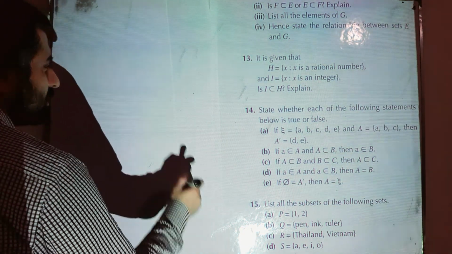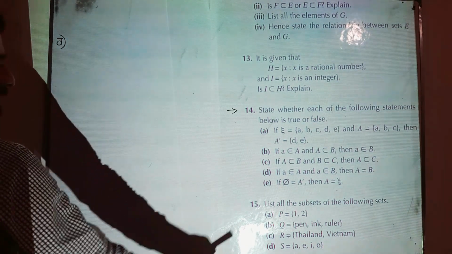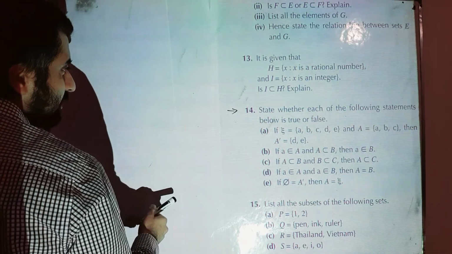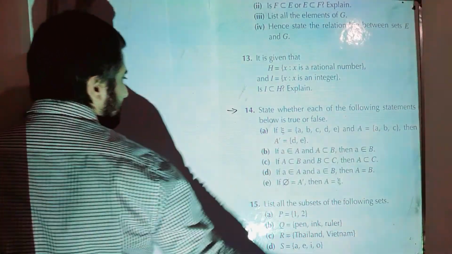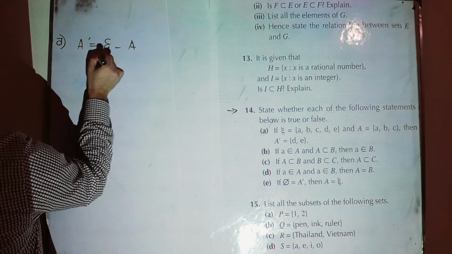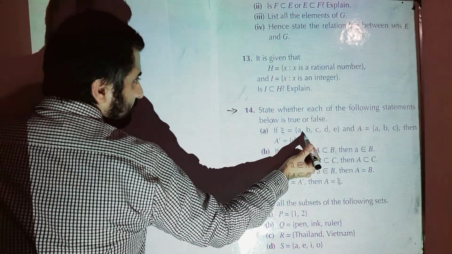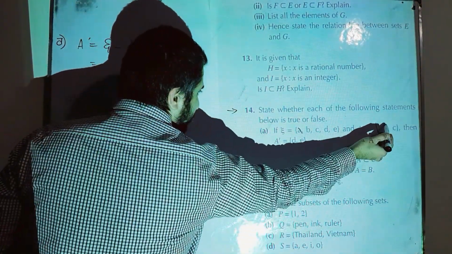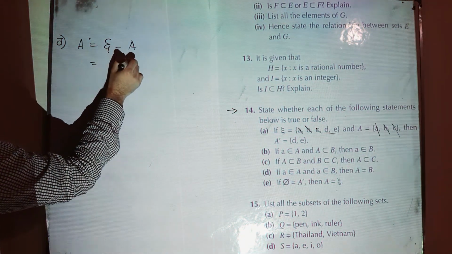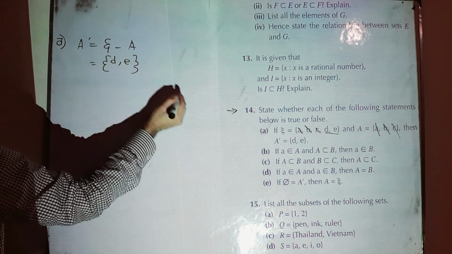Question number 14, that is quite interesting. State whether each of the following statements below is true or false. So for A, let us start discussion for question number 14. We have a universal set A, B, C, D, E, and we have got A, that is A, B, C, right over here. Then A complement, and as we know, A complement means universal set minus the elements of A. So when you will cancel the elements of A from universal like this, what is left? DE. So A complement is basically DE. So they have written the right answer.